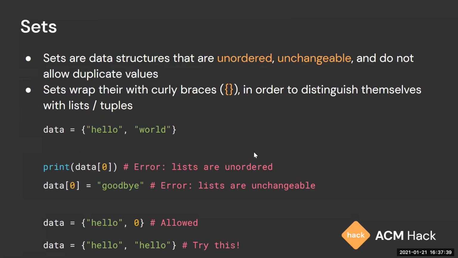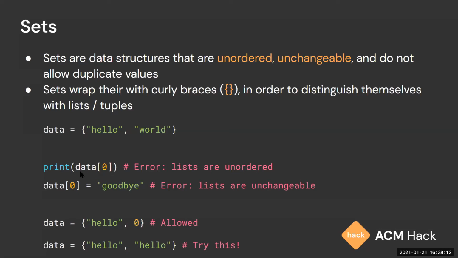Now we have sets. So sets look very similar to lists and tuples, except that it wraps its data with curly braces. So as you can see, we're initializing data with hello world, and we are wrapping these within the curly braces. And what else is different is that sets are unordered and unchangeable. So what this means is, for example, if data was a list or tuple, if we try to print data 0, we could print the first element that's contained in data.